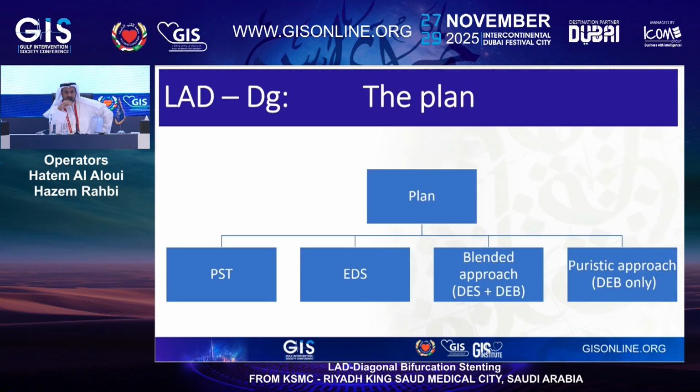So actually, in my opinion, these are the major plans that we can have if we'll be dealing with this diagonal. Either we'll go provisional stenting or elective double stenting technique, or we can go with a hybrid approach, a blended approach, DES and DEB, or a purist approach, just DEB to the LAD and the diagonal.